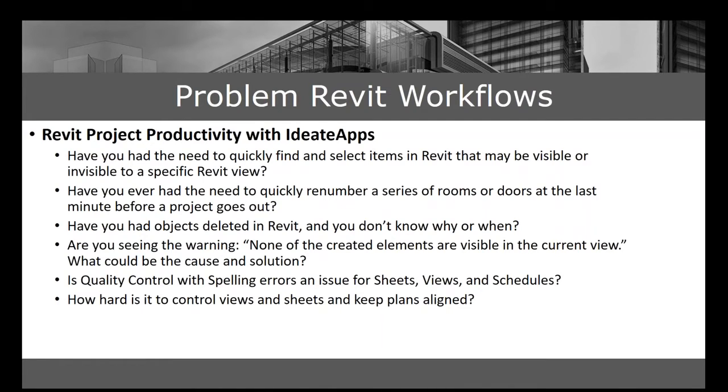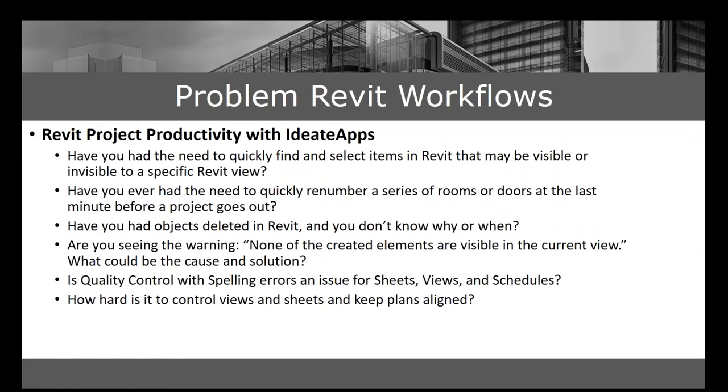So that's one thing we're going to be looking at. The idea of having to renumber a series of rooms or doors very easily, that's a big problem. And then objects or elements in Revit that have gotten deleted and you're not quite sure where or why they got deleted. That's obviously another big kind of workflow gap.